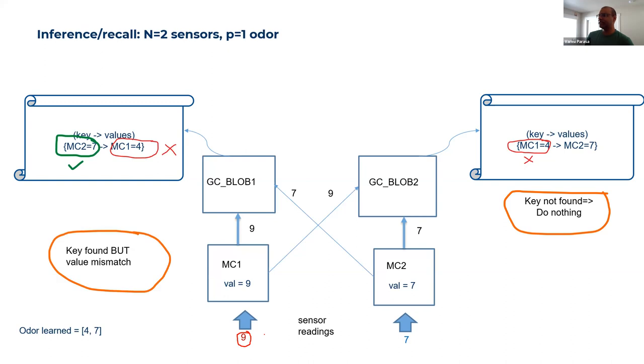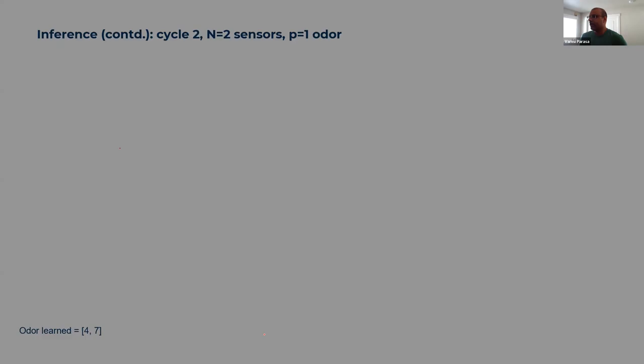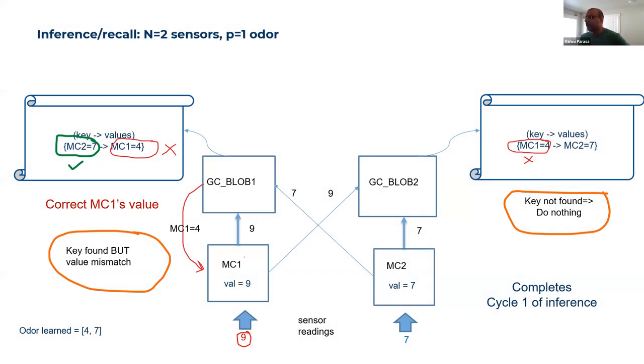So what the GC blob will do is send a message: hey, I found the key, but the value is a mismatch. So it will correct the MC's value. So the algorithm will send a message, hey, GC blob one will send a message to MC1 and say, hey, correct your sensor readings. Instead of 9, it will correct this value into 4. Hey, this is not 9. It got corrupted due to noise. Its value is actually 4. And then the propagation again continues.